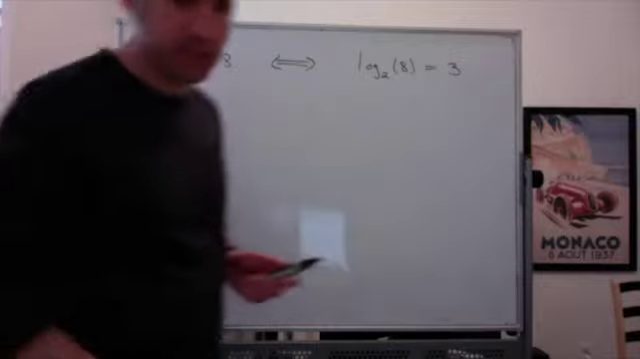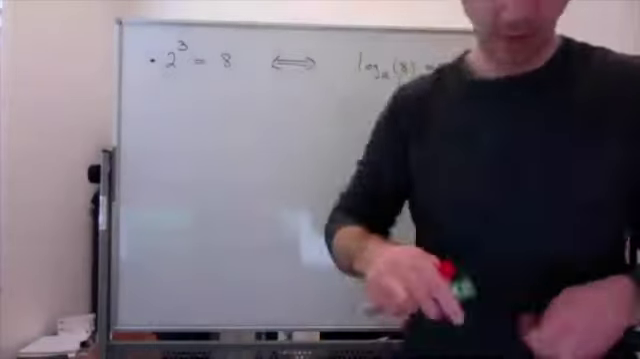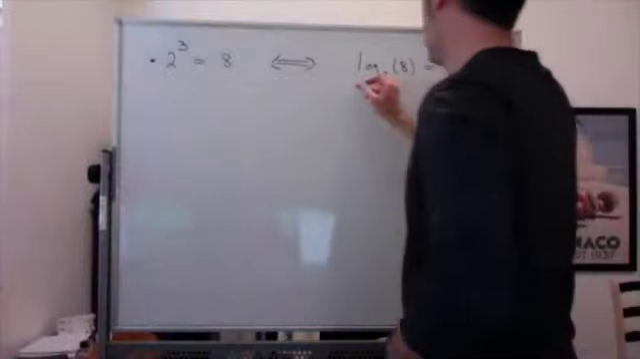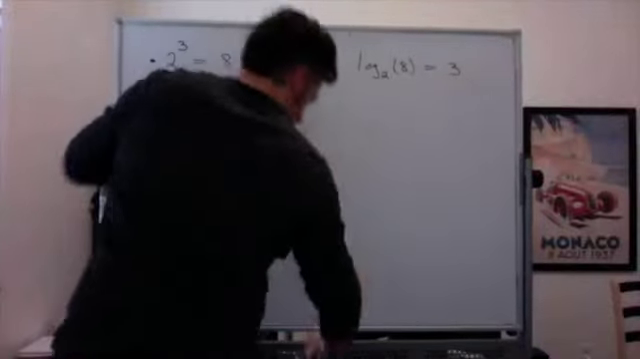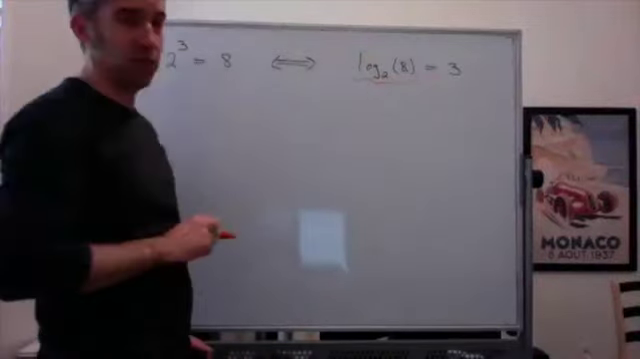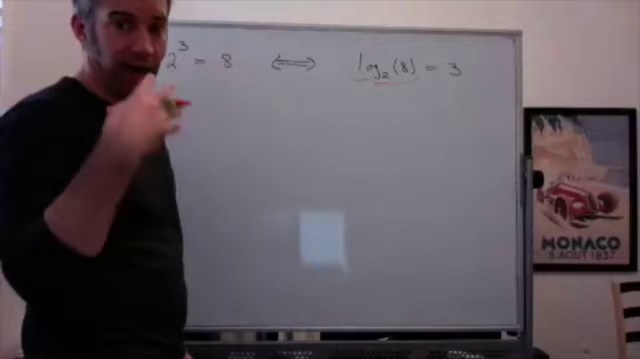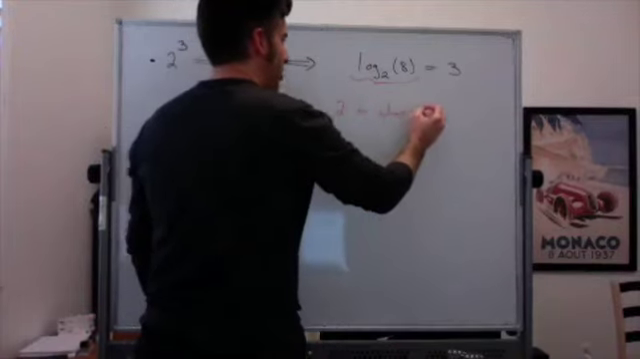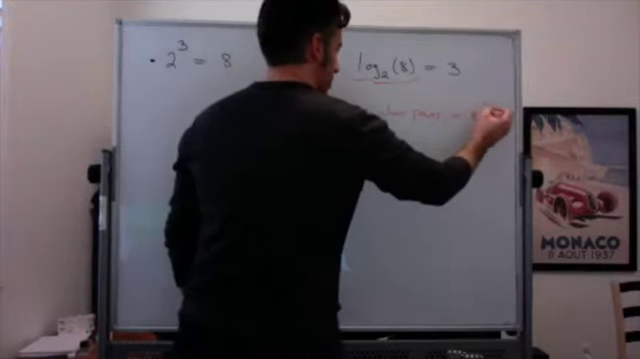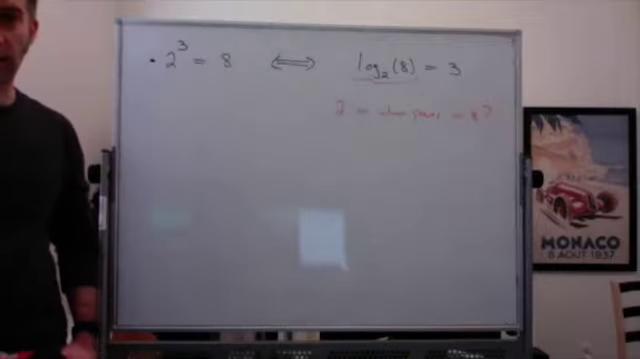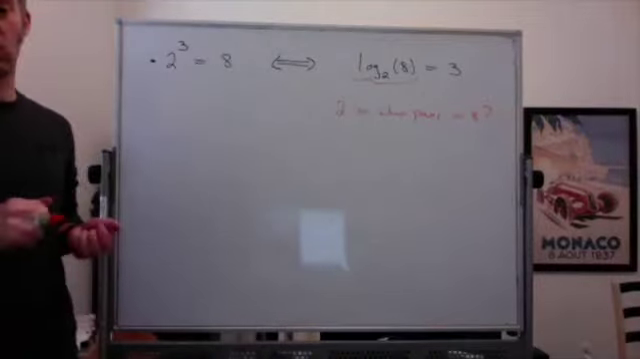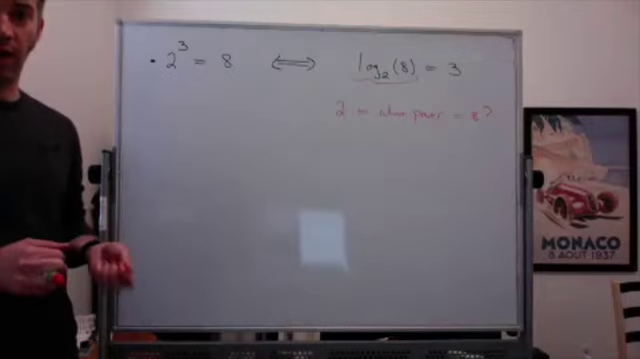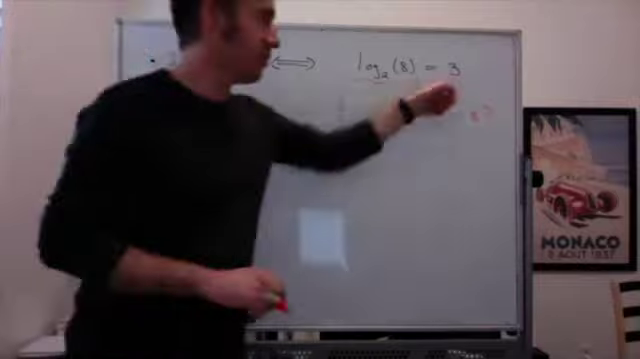When I read this, here are the words that I actually say. Specifically, when I read the left-hand side of this equation, when I see the expression log base 2 of 8, the words that I hear in my head are 2 to what power equals 8. That's what I'm asking myself when I say log base 2 of 8. I'm really thinking, oh, 2 raised to what power is equal to 8? And the power is 3.